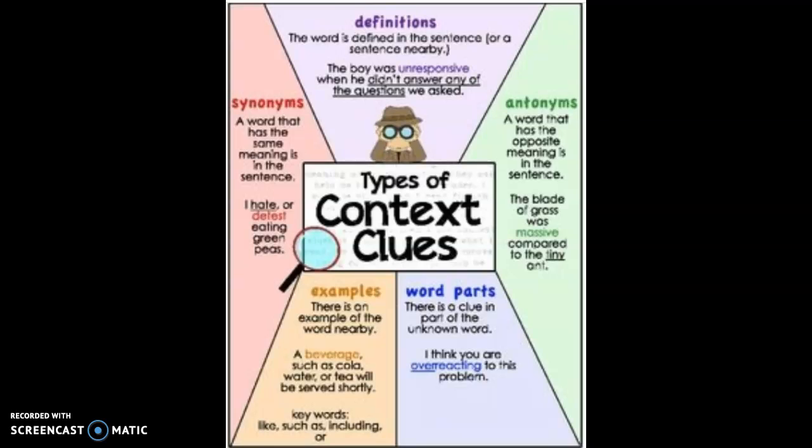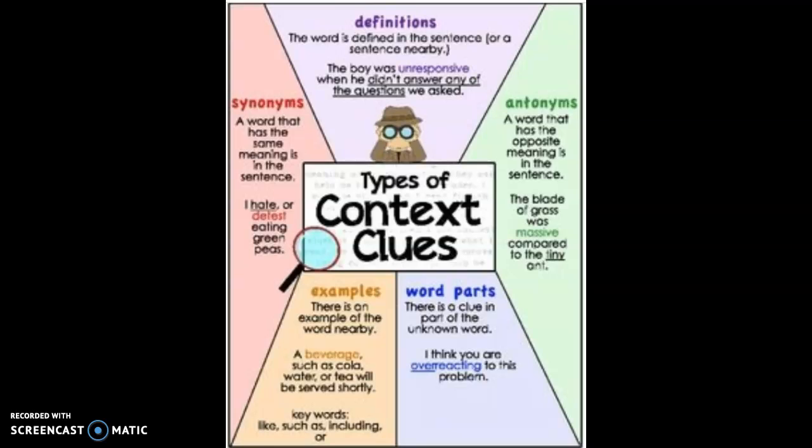For word study this week, we're going to be focusing on context clues. So just to review, context clues are words around the unknown word that we use to help us figure out the meaning of that unknown word. There are 5 different types of context clues that we can use.